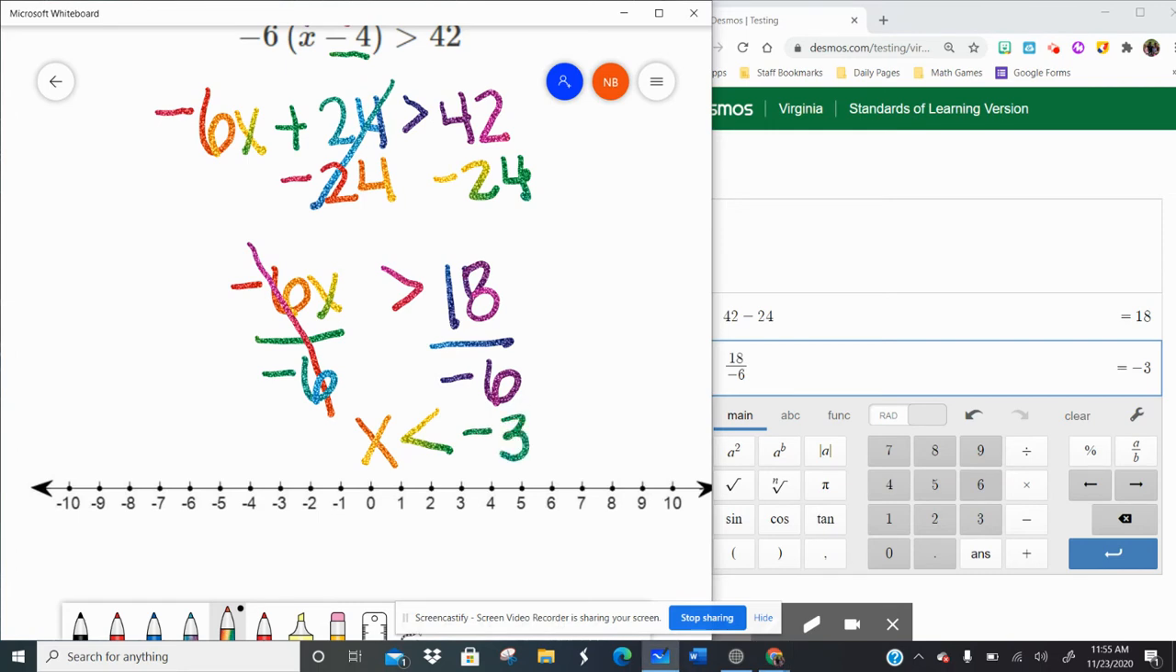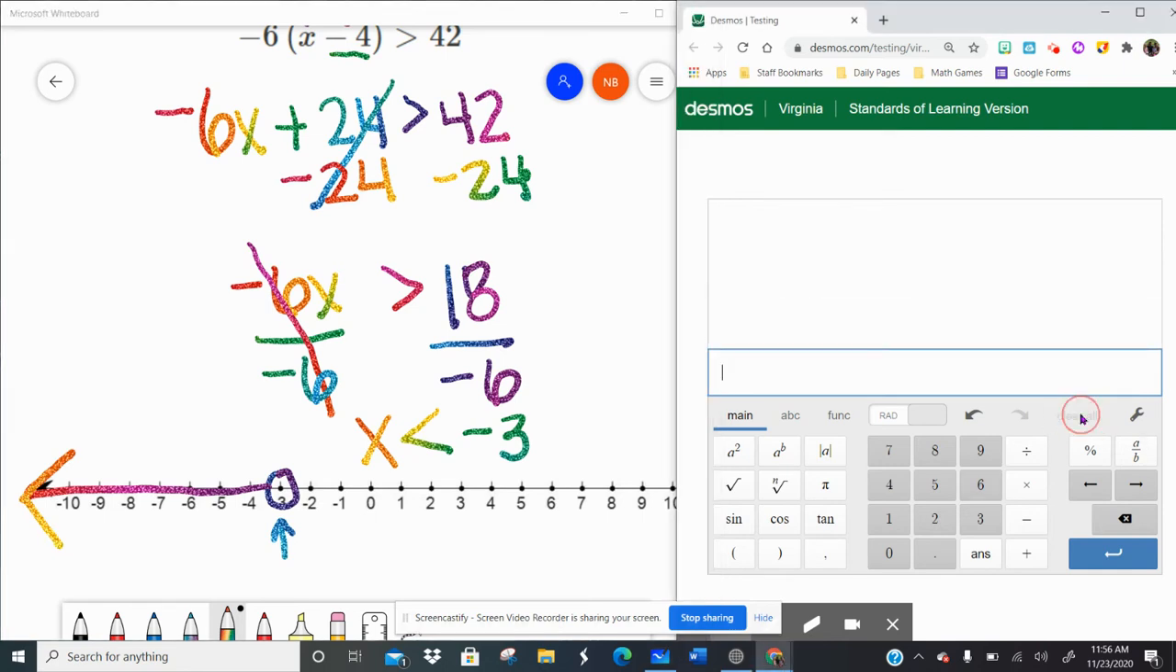So let's graph that solution set. Okay, I'm going to start over here at -3. I look at the inequality, no line, which means I open the circle. And if x is less than -3, then boom, I'm going to the left.